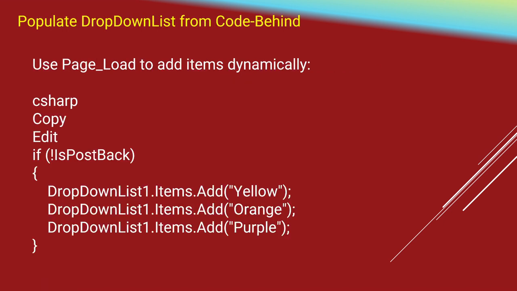In addition to using the design view, you can dynamically populate the drop-down list from the code behind. In the page load event, check for not IsPostBack to avoid duplicates on refresh. Then use DropDownList1.Items.Add to add items like yellow, orange, and purple. This gives you greater flexibility, especially when loading data from a database.